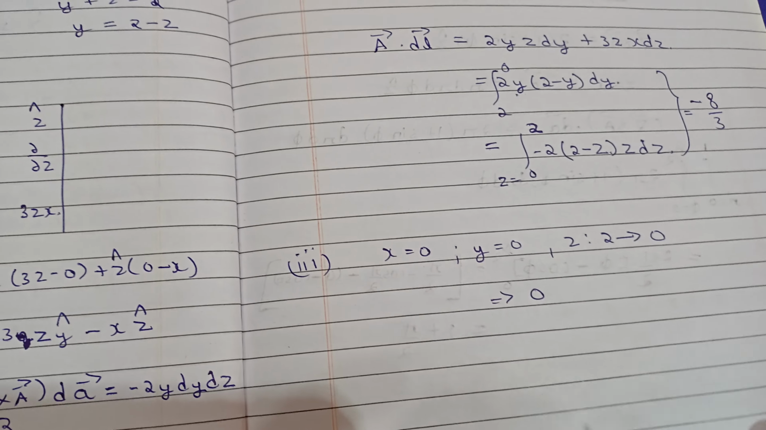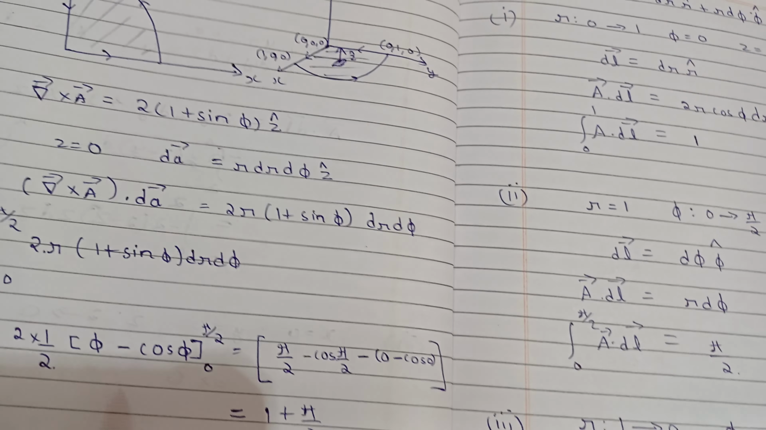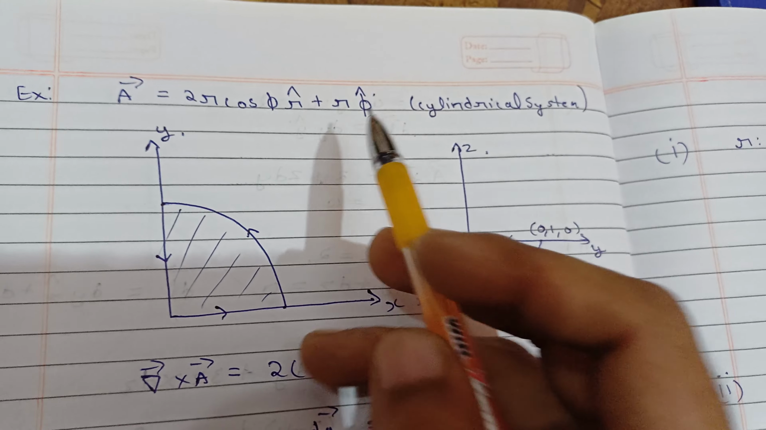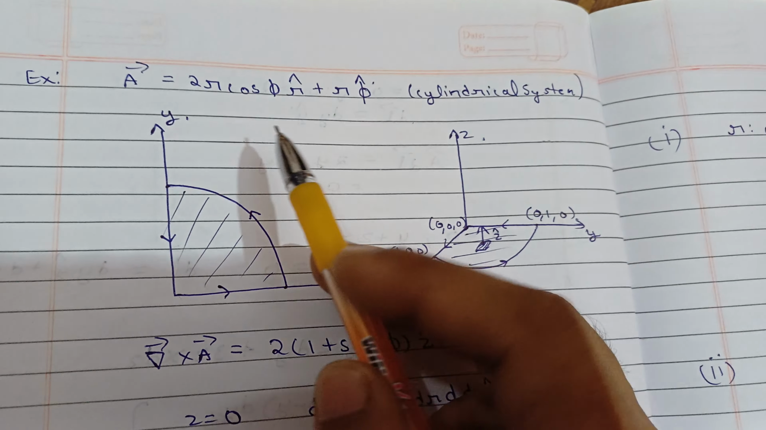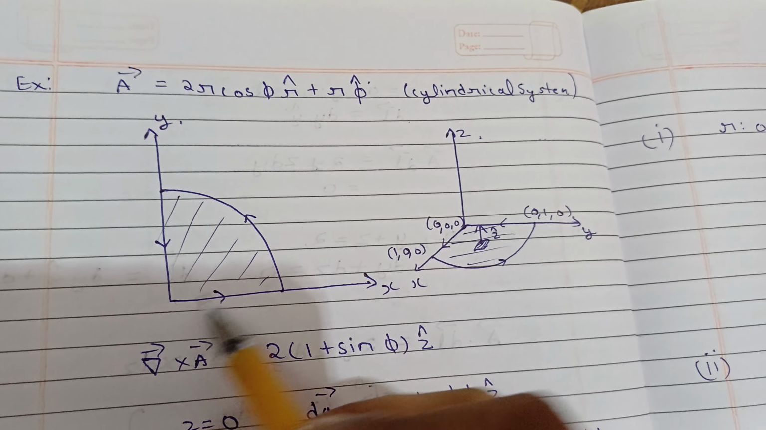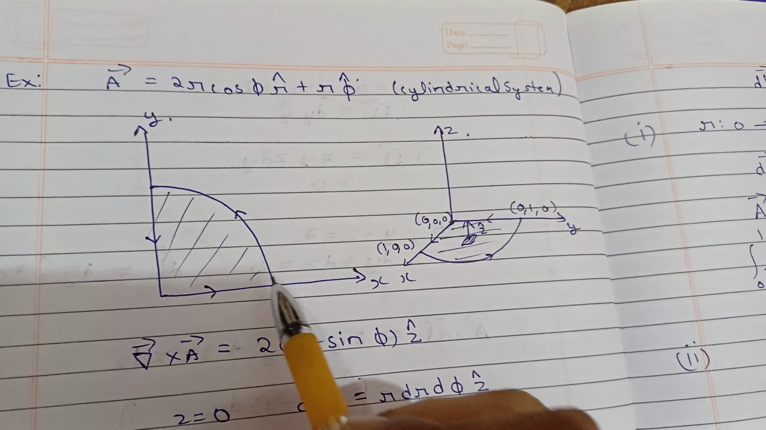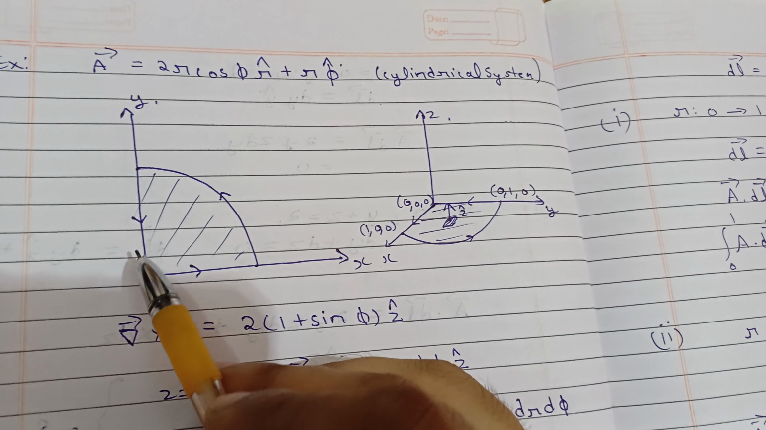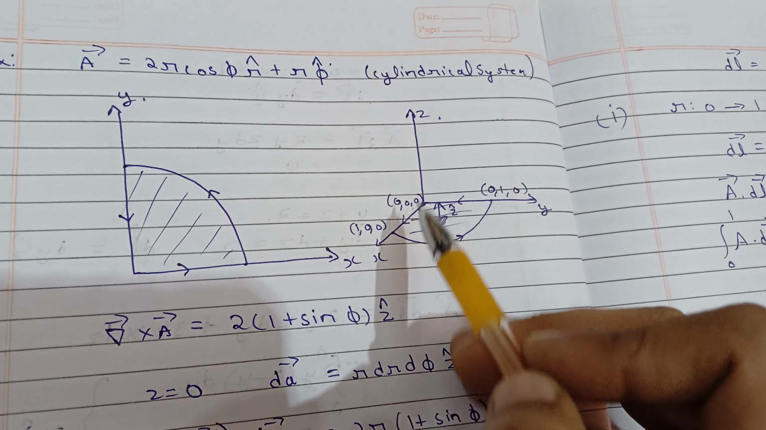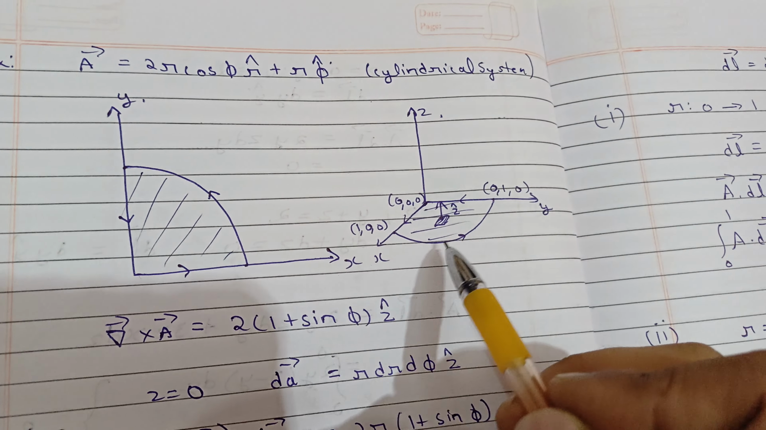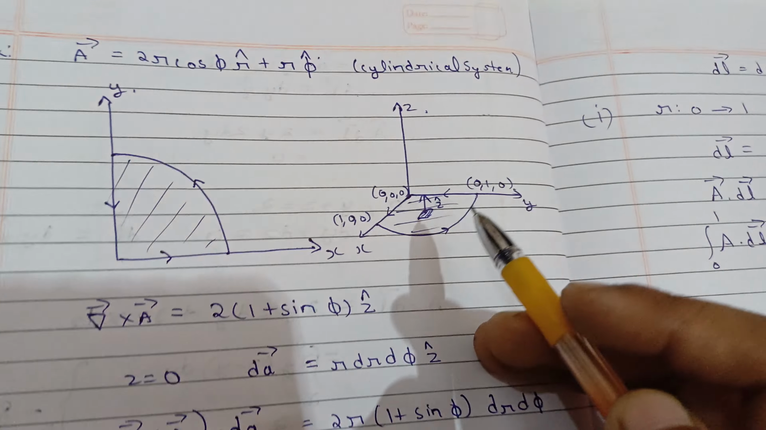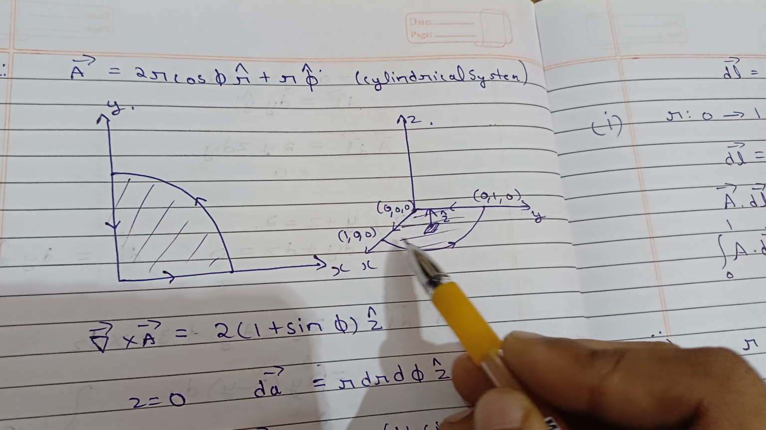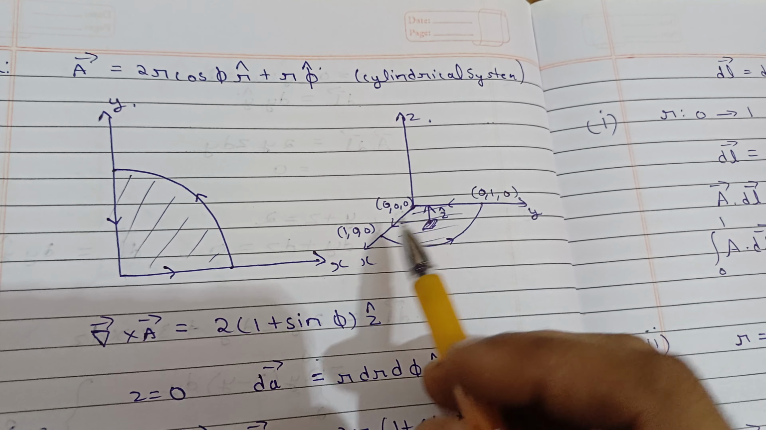Let's take one more example in the cylindrical coordinates. A equal to 2r cos phi r cap plus r phi cap, cylindrical system. So it is given in the question, that is x here, y here. In the cylindrical system we take x, y on the lower side, so we can transform this to x, y, z, and this plane is x, y. So this is the same as this, so we just drew this in this figure. Now we can solve this easily. We need to find the line integral, and the curl of A and dA here.